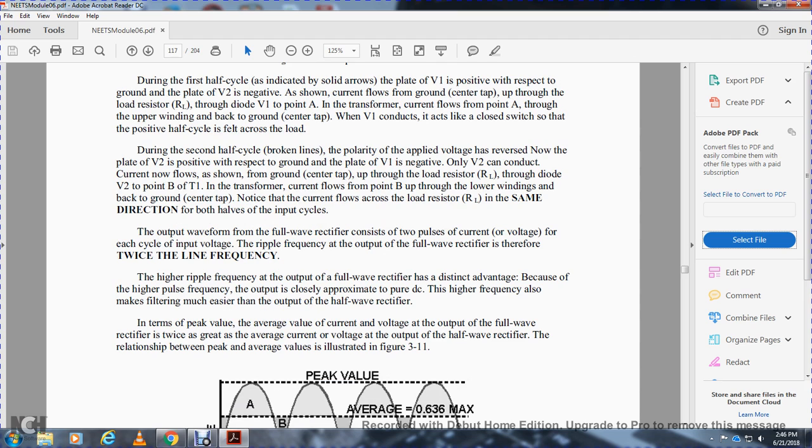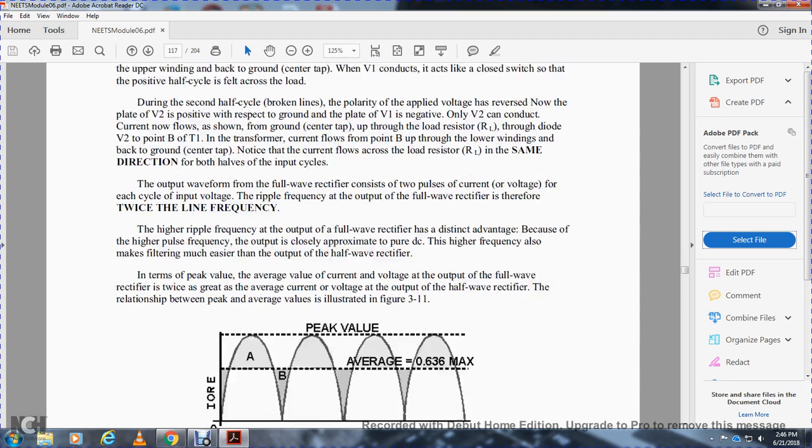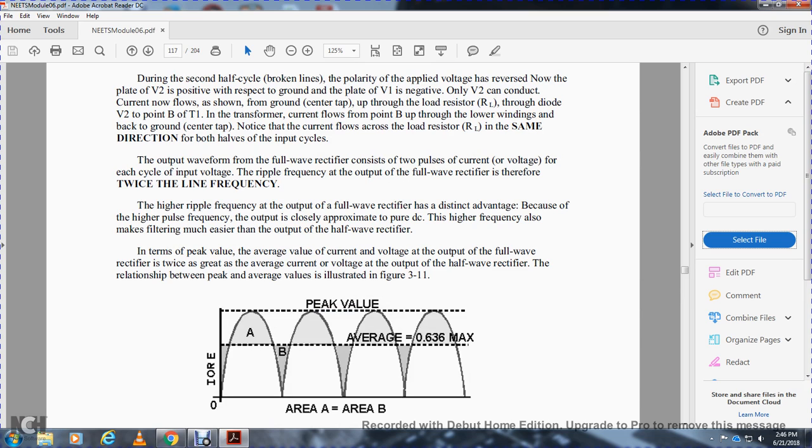The output waveform of the full wave rectifier consists of two pulses of current for each cycle of the input voltage. The ripple frequency of the full wave rectifier output is therefore twice the line frequency. The higher ripple frequency is a distinct advantage, because the higher pulse frequency output more closely approximates pure DC, making filtering easier than with the half wave rectifier.